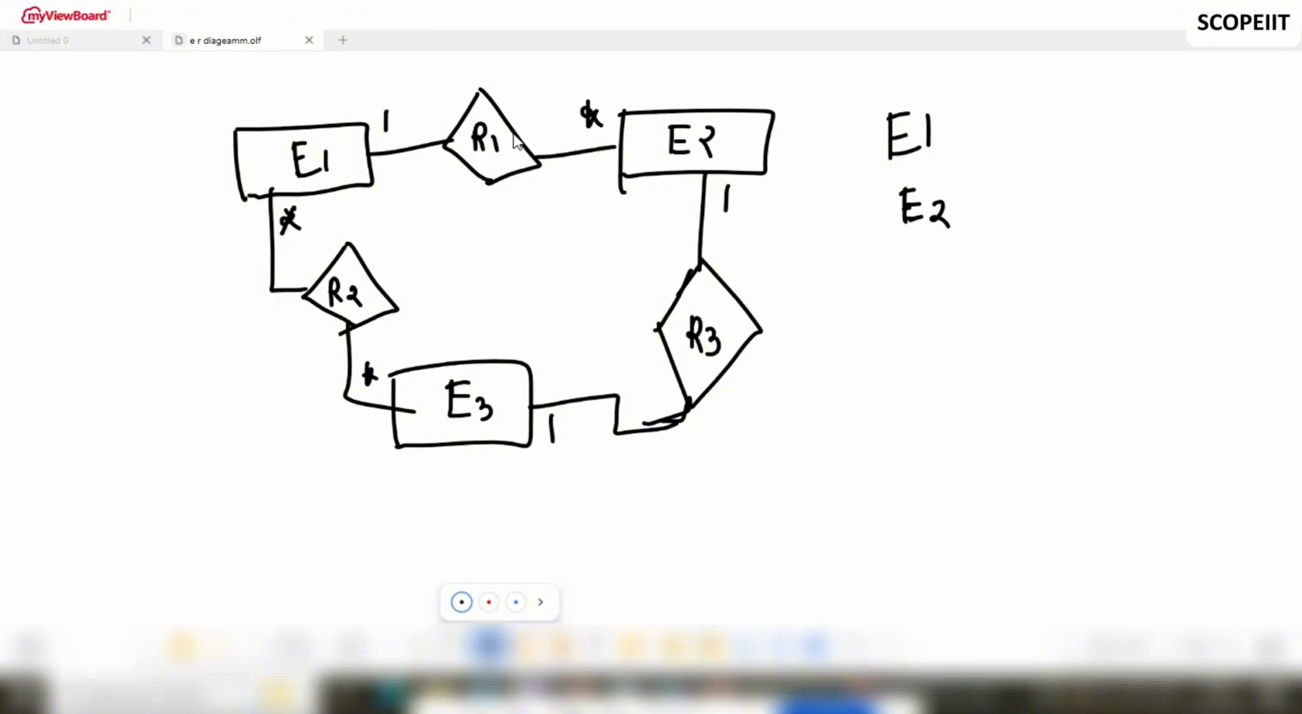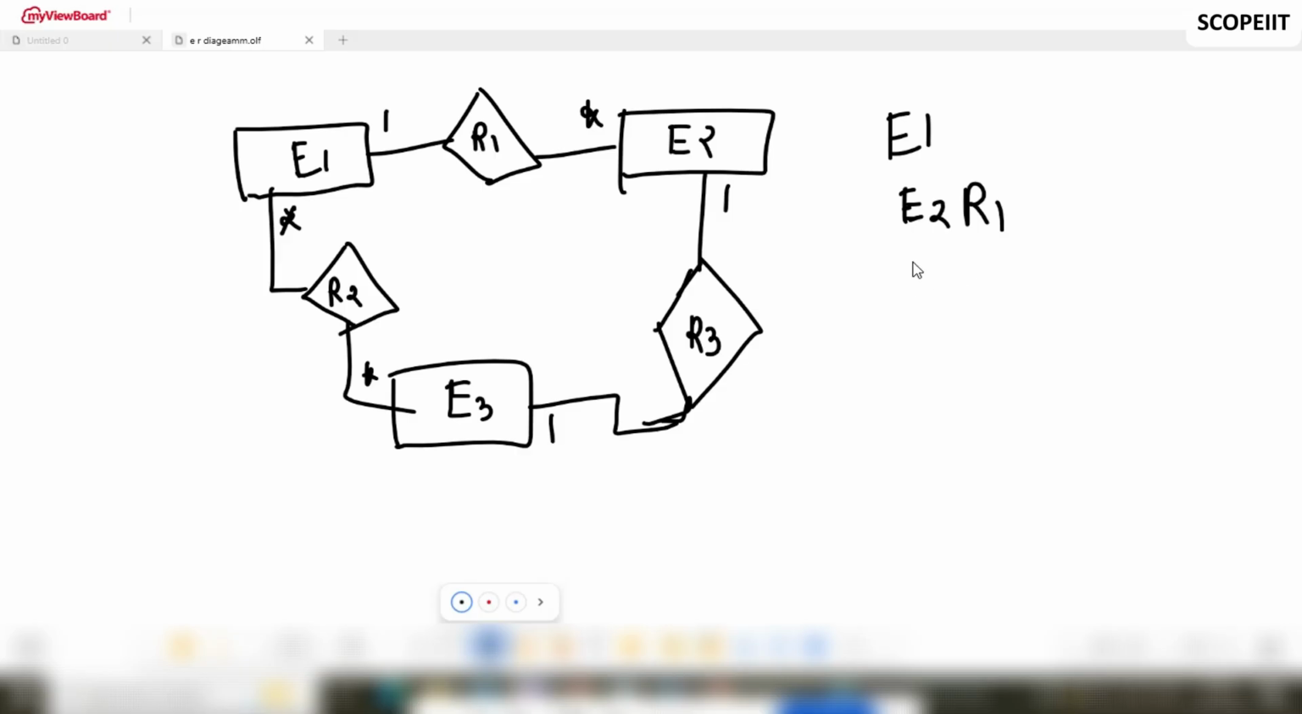Now where will the R2 relation go? In one to many, the relation will always go on the many side. So here it will become E2 R1. Okay, R1 relation will go on which side? Many side, right? So it will become E2 R1. Next, this one, E2 E3. Which relation is it having? One to one. But the E2 table we have already written.